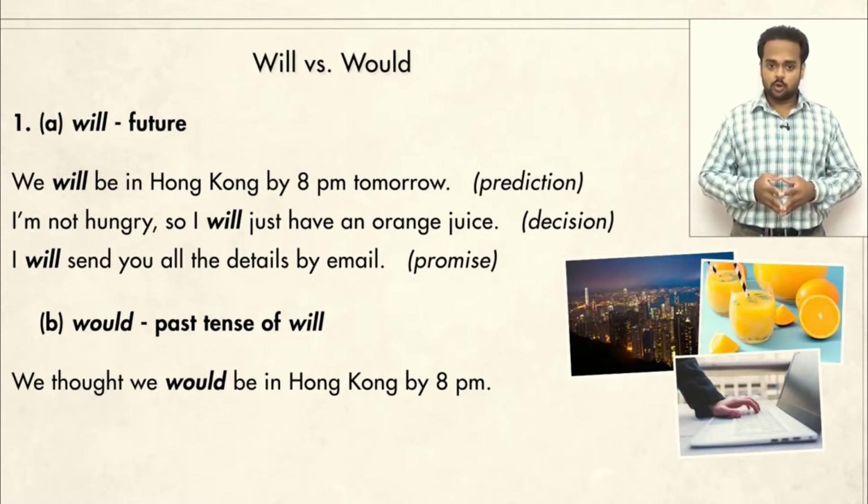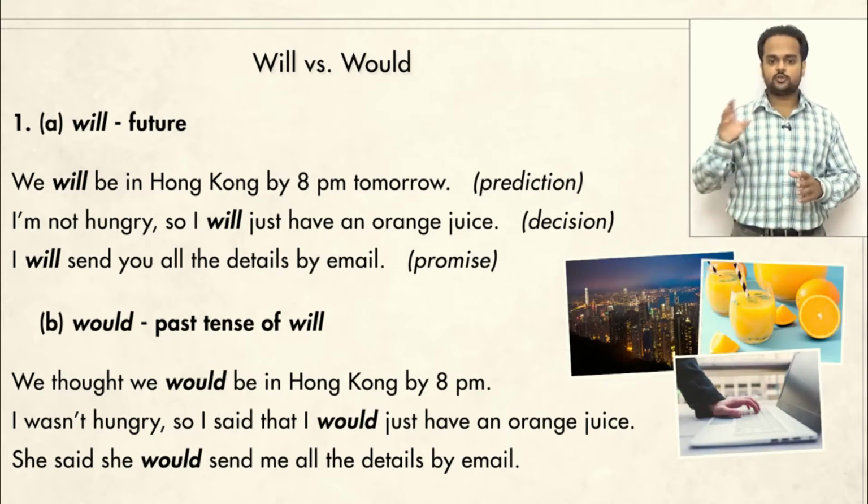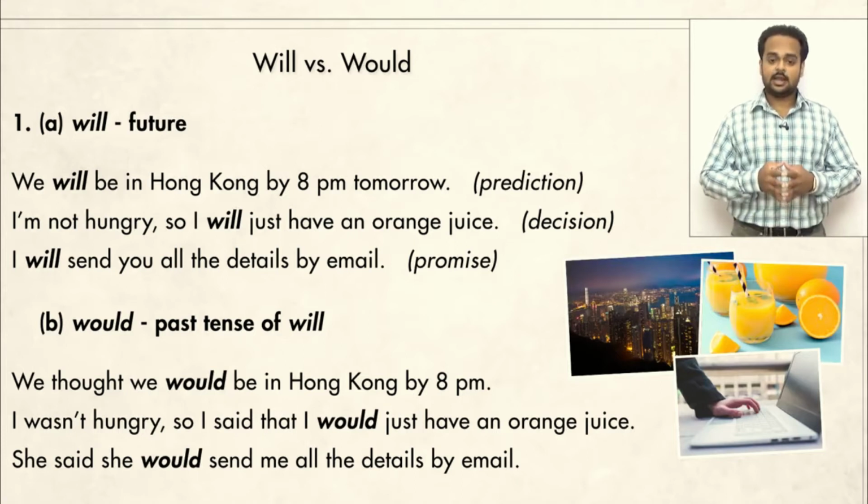We often use would when we report a past conversation. That is, we say what someone said in the past. For example, I wasn't hungry, so I said that I would just have an orange juice. It's the same sentence that we saw with will, but changed to the past tense. And the last sentence becomes, she said she would send me all the details by email. Okay, now you know the basic use of will and would.